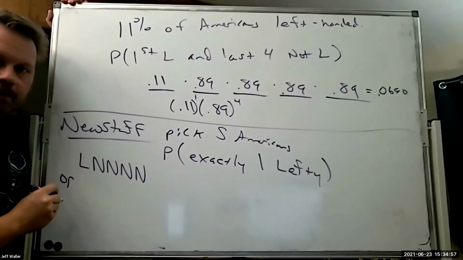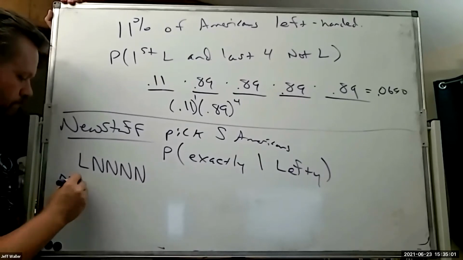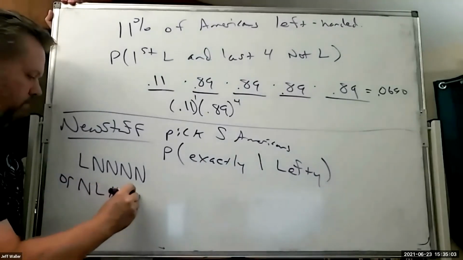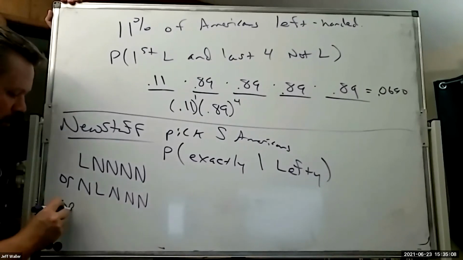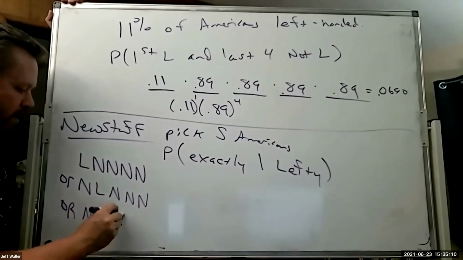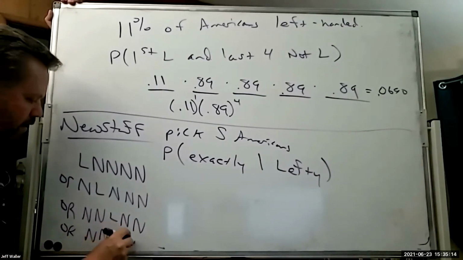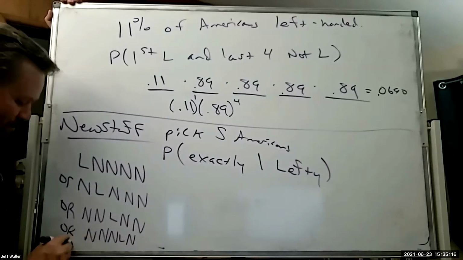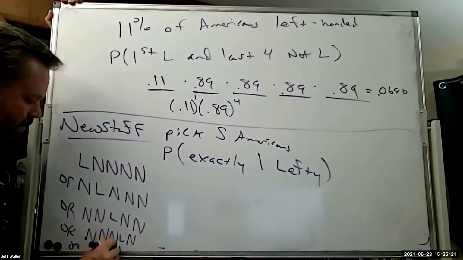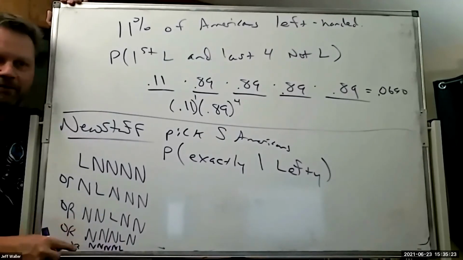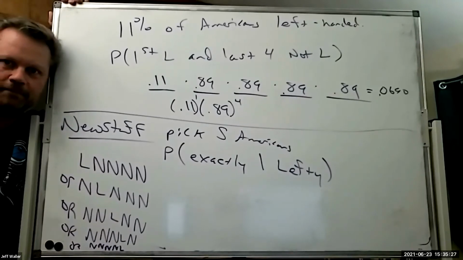Or, what's another way to do this? Do N L N N. NLNN. Or NNLNN. Or NNNLN. Or NNNNL. You guys okay with that? This is not too hard. You just float the L through. Is that cool?